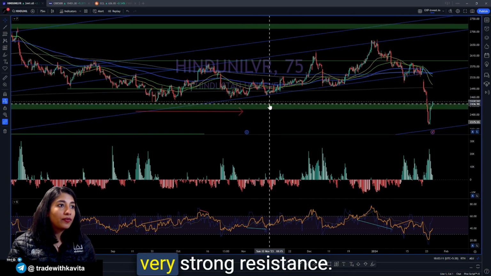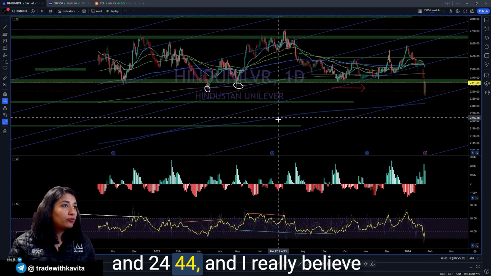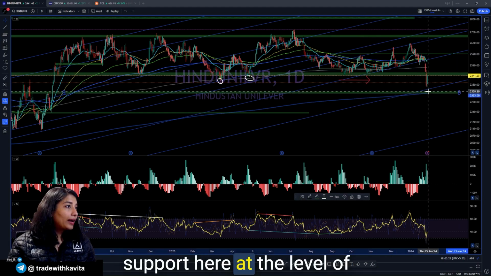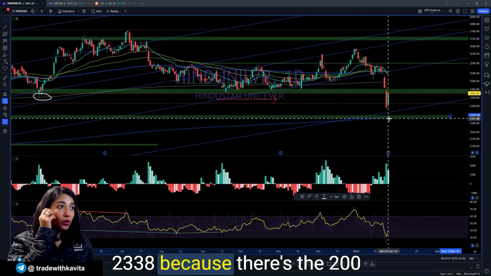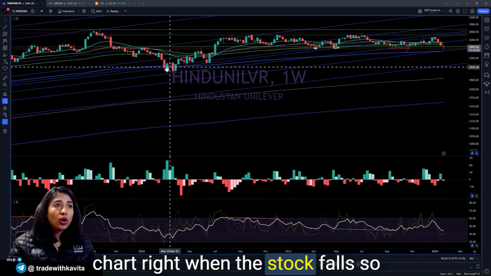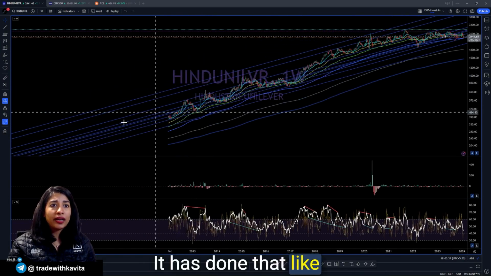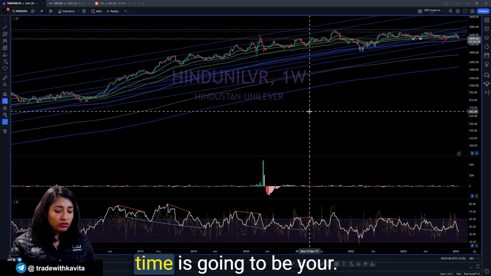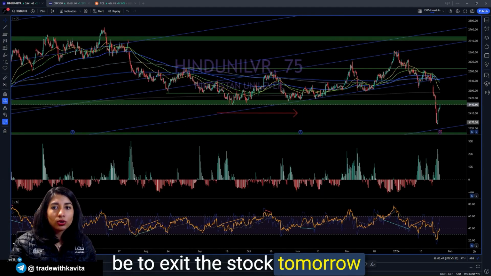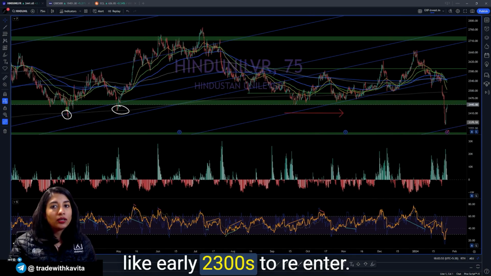I think the stock has a very strong resistance at the levels of 2462 and 2444, and I really believe that the stock has a strong support here at the level of 2338 because there's the 200 EMA of the weekly time frame. And if you look at the weekly chart, when the stock falls so much, it has a tendency of taking support at the weekly time frame. It has done that multiple times in the past. So I don't think this time is going to be an exception. So my suggestion to you would be to exit the stock tomorrow and wait for it to come back down around the early 2300s to re-enter.